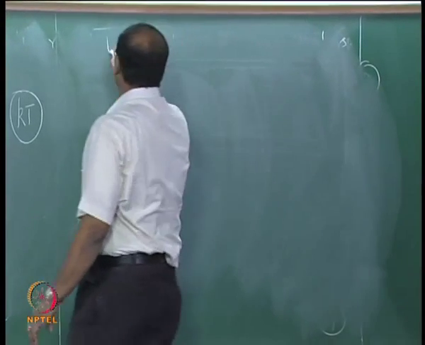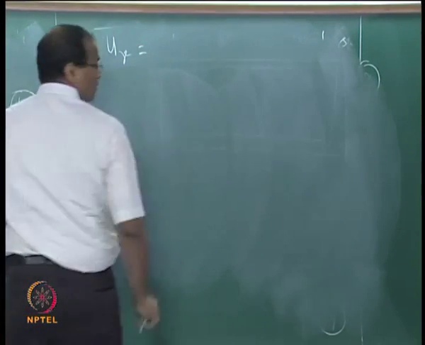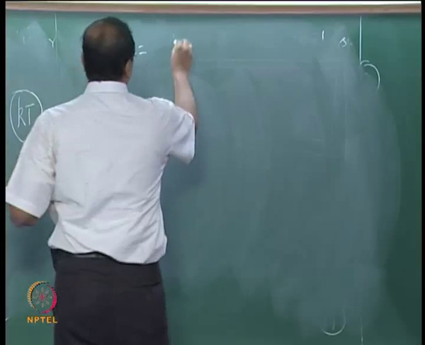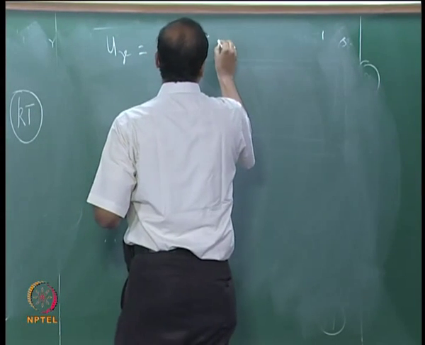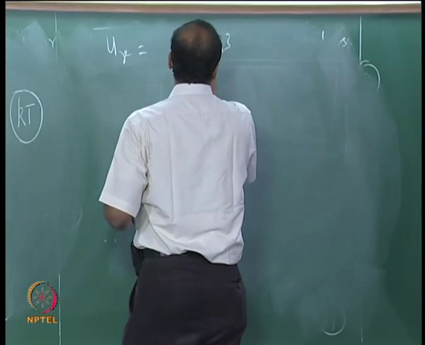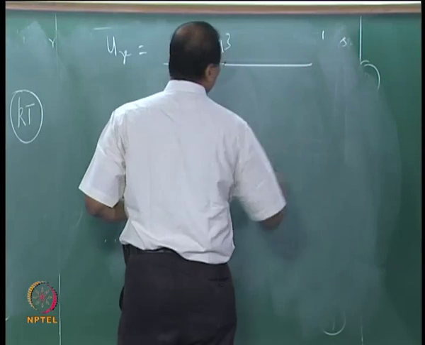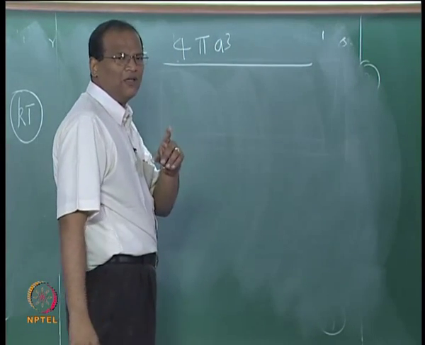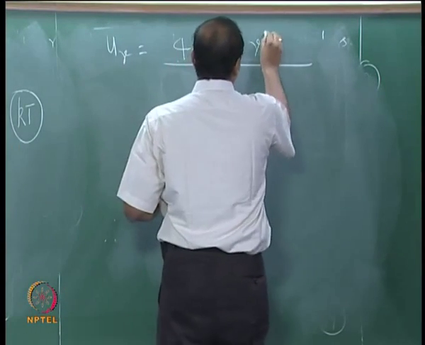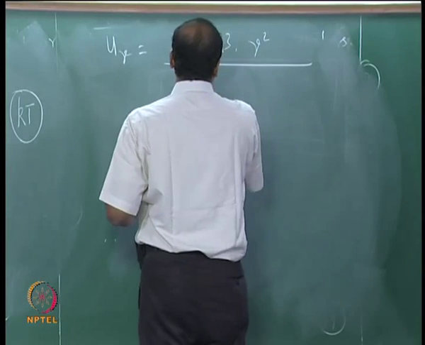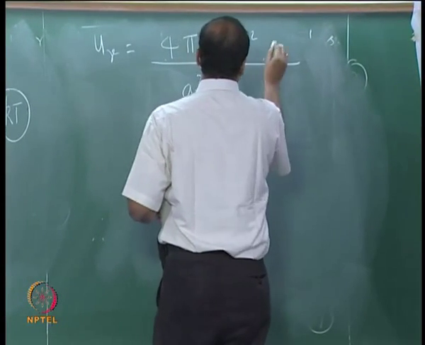So u nu equals 4 pi a cube, what is that, 4 pi a cube mu squared, is that correct?